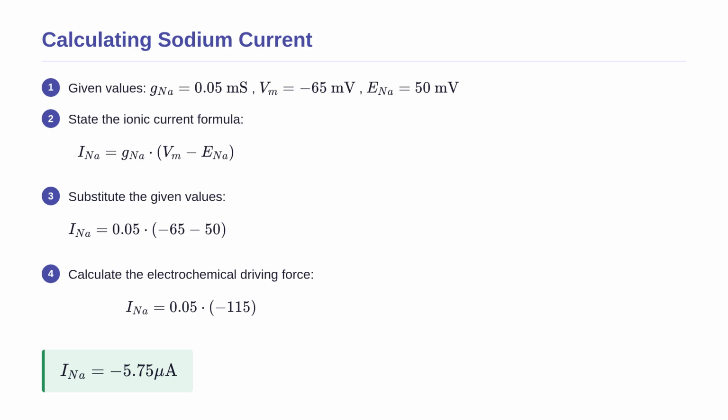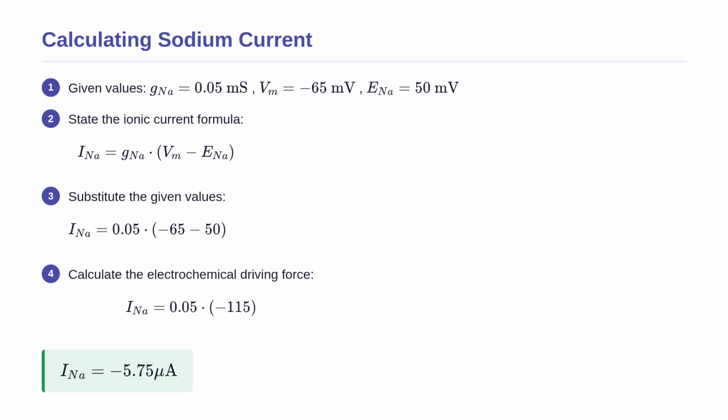Let us put this formula to work with a concrete example by calculating the electrical current generated by sodium ions entering a neuron. We are given a sodium conductance of 0.05 millisiemens. The resting membrane potential is negative 65 millivolts, and the equilibrium potential for sodium is 50 millivolts. We need to find the total sodium current.